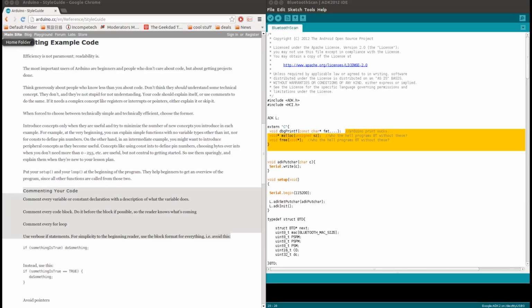Now here we can see the Bluetooth scan example. This code not only starts off with unhelpful comments, but also a snide remark about the Arduino way of doing things. And those are the only comments in the Bluetooth scan example. None of the loops are documented. None of the blocks are documented.